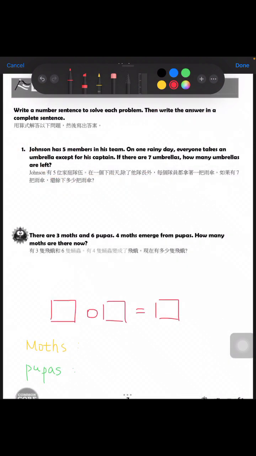We are now on page 7 and we look at the second question, the "out" question. There are 3 moths and 6 pupae. 4 moths emerge from the pupae. We need to find how many moths there are now.